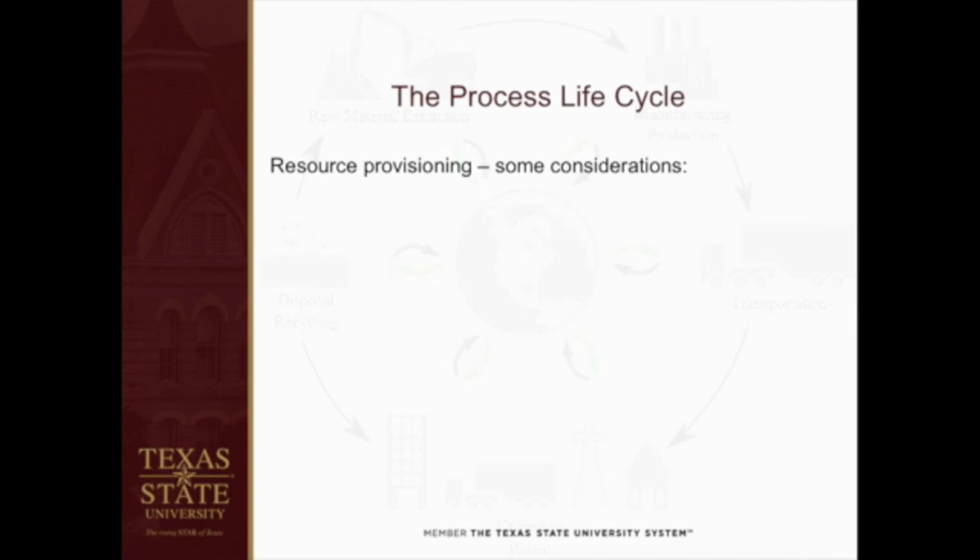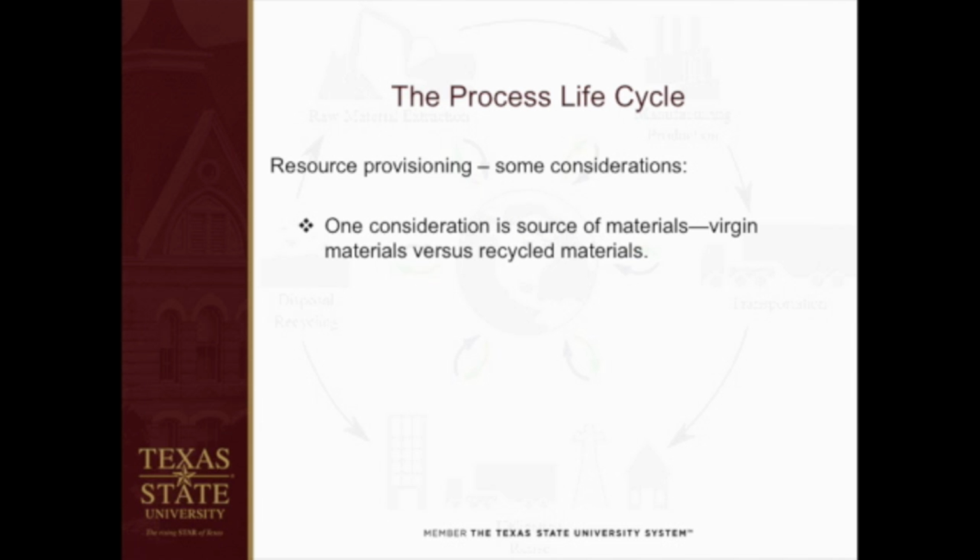Let's take a look at each of these stages and look at what we can do to improve performance. Resource provisioning, what does that mean? It means providing the consumable materials that's going to be used in the process. For example, if it's a plant like Maytag or Whirlpool, they use a lot of sheet metal. Sheet metal to do what? Make stuff like washers and dryers and refrigerators and stuff like that, right?